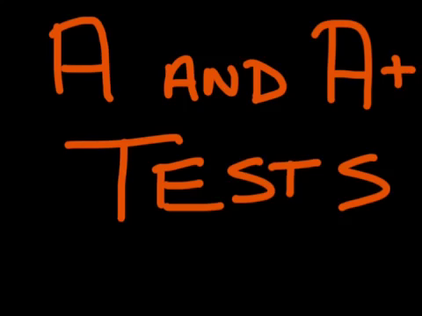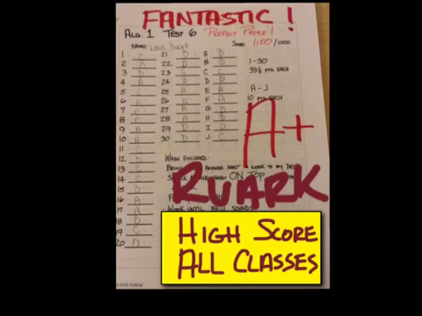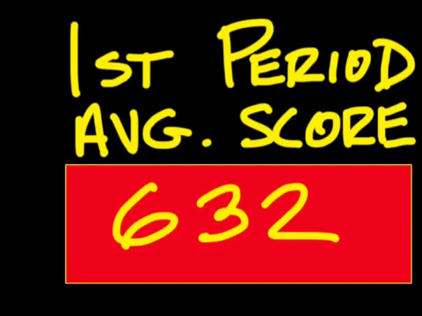The A and A+ tests from Friday. First period, Nick Dame and Johnson with an A+. And Ruark had an 1100, and she had a high score out of all the classes. The average score for first period was 632.